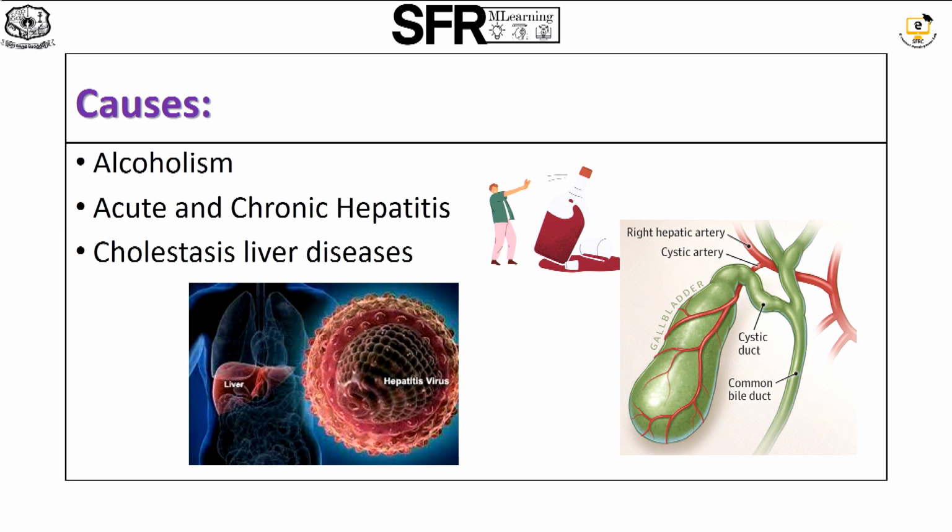The chronic alcoholism, as I have told earlier, so when the alcohol enters into the body, it causes a series of complicated reactions. The liver works a lot to eliminate the alcoholic substances from the human body. Acute and chronic hepatitis: there are two types of hepatitis. The liver cells get damaged because of the hepatitis virus A, B, C, D and so on. Cholecystitic liver disease is caused because of the obstruction in the biliary duct or cystic duct.